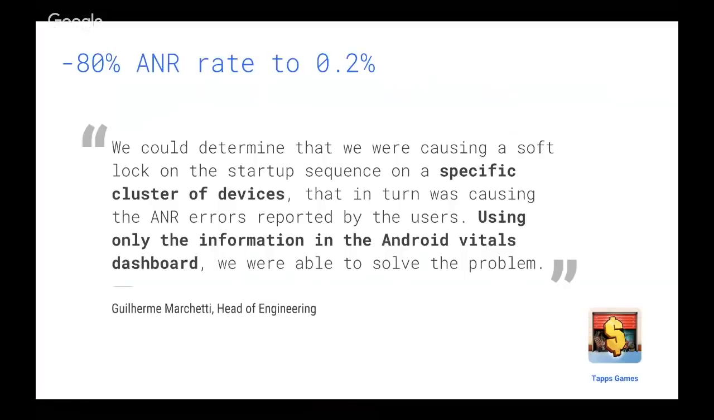The Taps Games team were able to use Android Vitals to identify a specific cluster of devices that were causing a huge ANR issue. They were able to reduce their ANR rate by 80% down to 0.2% as a result of using Android Vitals. And as you can see here in the quote, they say, using only the information in the Android Vitals dashboard, they were able to solve the problem.